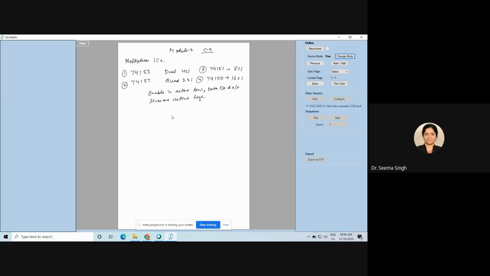Now let us quickly go on to the pin details of 74157. That is a quad 2:1 mux. So what do you understand? I have 4 2:1 mux in this IC. Let us see how it is. Why is it important? Because you will be asked to design things using it.